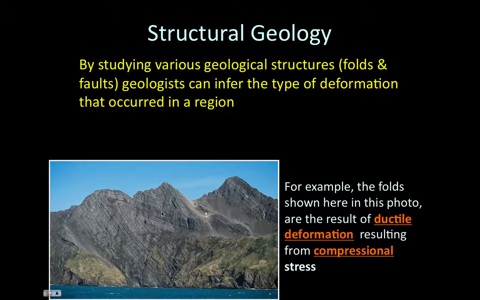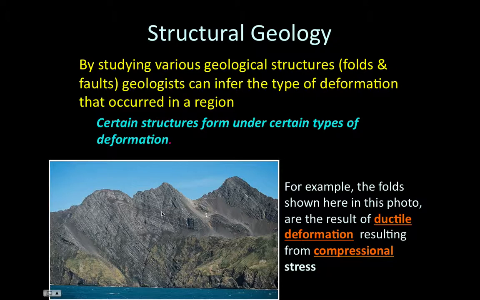By looking at the various types of folds and various types of faults that develop, geologists can actually infer what kind of deformation occurred in a region in the past. So certain structures will form under certain types of deformation. Like for example, if you see folded rock layers, that tells you that in the past there was a lot of compressional stress. And we'll see as we get through the lecture, compressional stress is something that happens when you have plates that are moving towards each other and colliding, like at a convergent plate boundary.